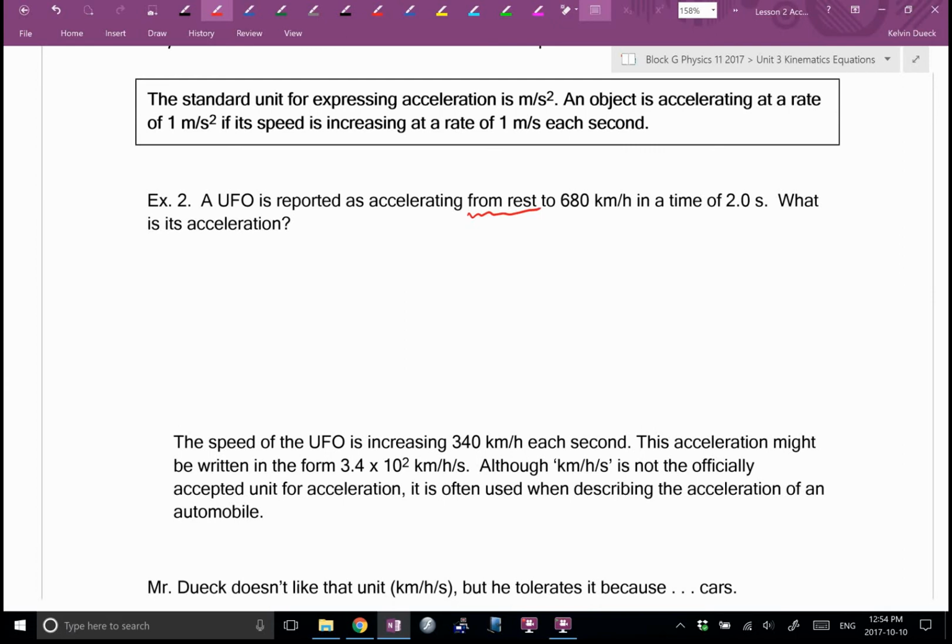Okay? Now, we are going to find this in kilometers per hour per second, which I hate as a unit, because bleh. But anyways, Morgan, what's this question asking me to find? My habit is I write down A equals question mark, and then I go through looking for physics words and numbers. From rest told us what? What was 0?